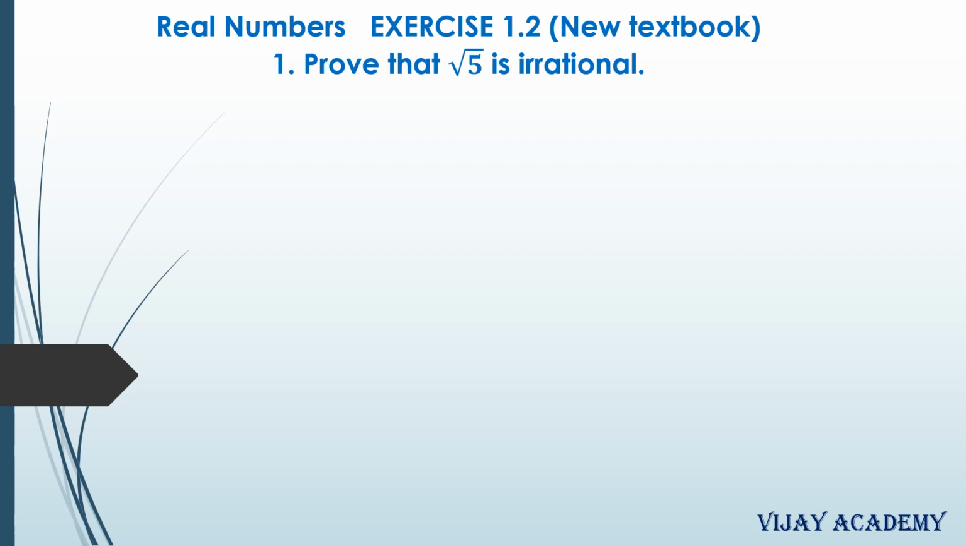In the contradiction method, we basically take the given number as rational, and then we come to know that the given number cannot be written in the form of a rational number. So we write that the assumption is wrong, and then we write root 5 is irrational. So let us assume that root 5 is rational.